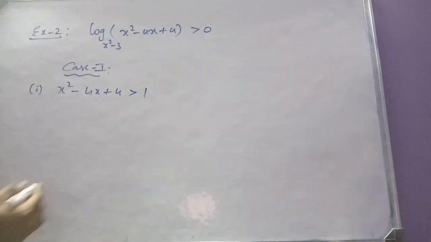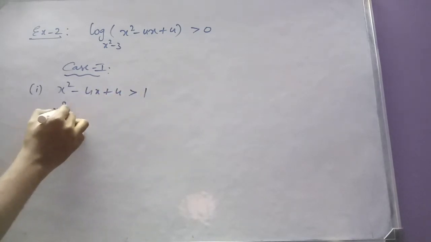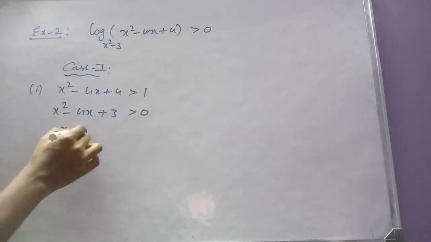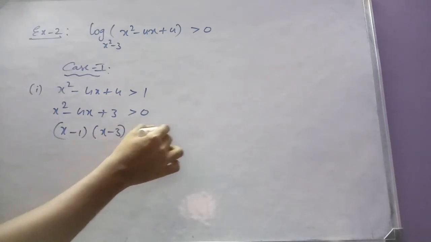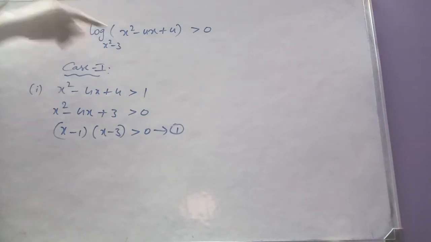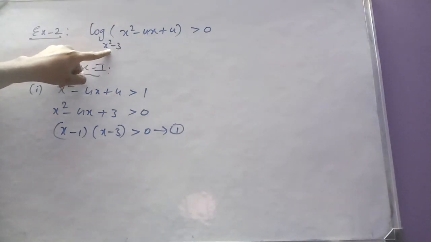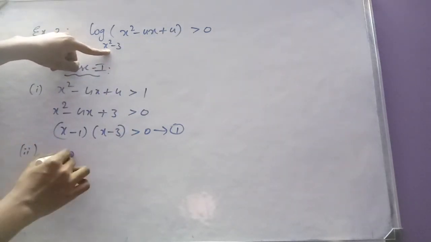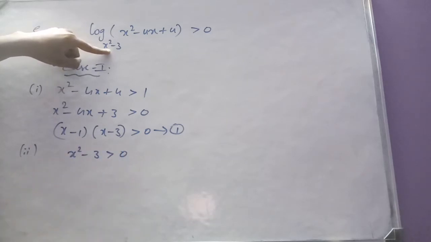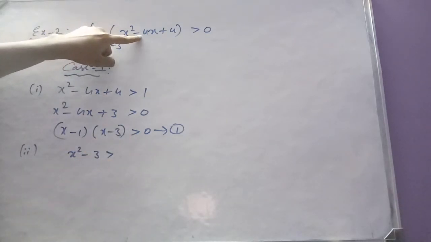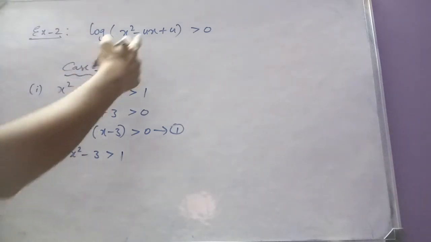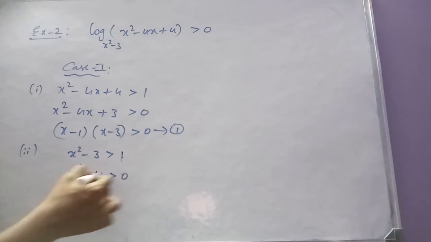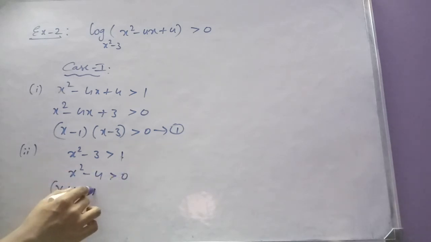Now first let us see this. Take 1 to the left side, and you will get x square minus 4x plus 3 greater than 0. If you factorize it, you will get x minus 1 into x minus 3 greater than 0. This is the first inequality. If f of x is an improper fraction, then x square minus 3 is also improper, because it is greater than 1. Now take x square minus 3 greater than 1. Take 1 to the left side, and you get x square minus 4 greater than 0, which means x plus 2 into x minus 2 greater than 0.